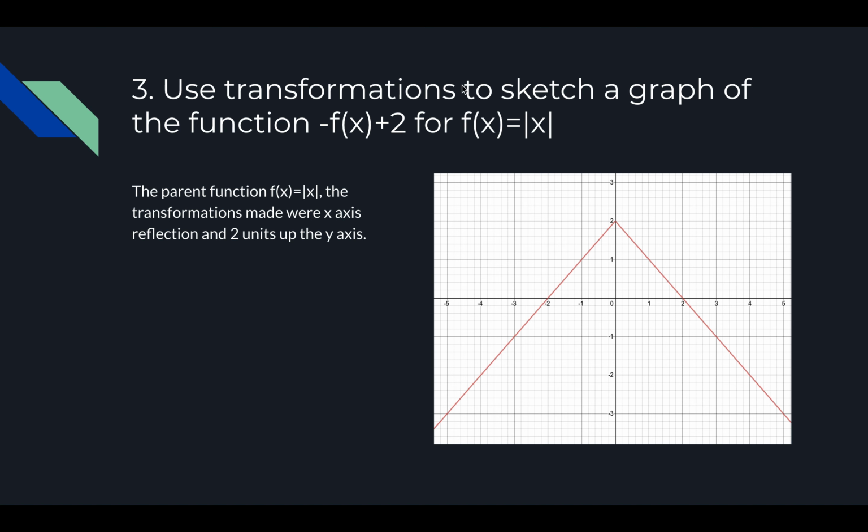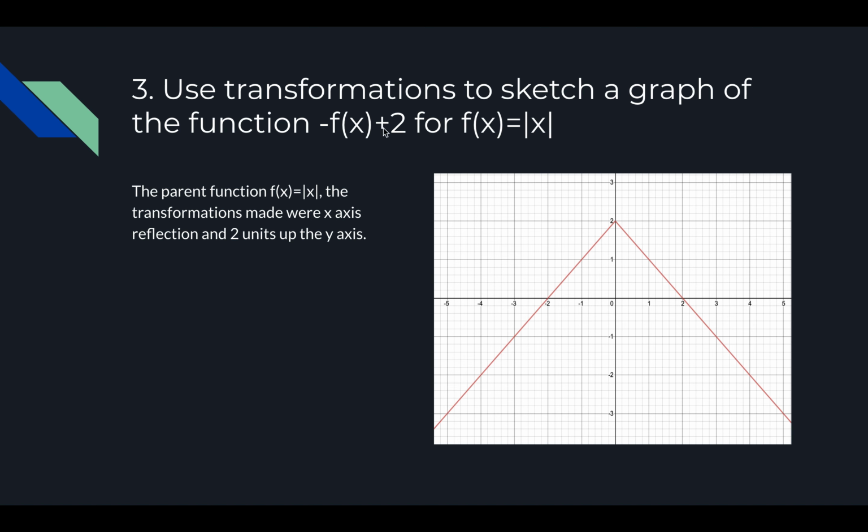And number 3. Use transformations to sketch a graph of the function negative f of x plus 2 for f of x equals absolute value of x. And as you know, absolute value of x means that the output could not be negative. But then because it said negative f of x plus 2, it means that negative is attached to the outside of the absolute value, which means even if this is positive on the inside, when it comes out, the absolute value is gone, and then you attach negative, which makes it negative.